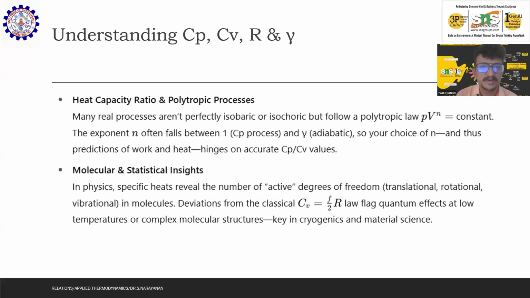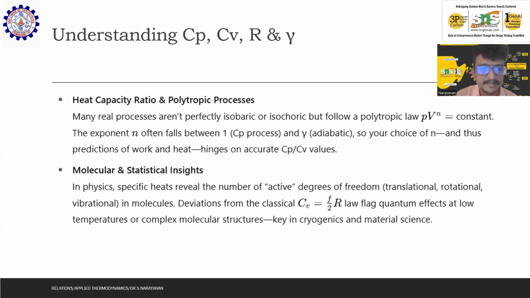Heat capacity ratio and polytropic process. Many real processes aren't perfectly isobaric or isochoric, but follow a polytropic law, that is PV to the power n equal to constant, where n can be any value between 1 and gamma. So the choice of n and accurate predictions of work and heat hinge on Cp and Cv values.